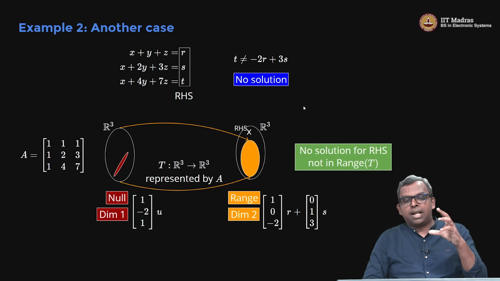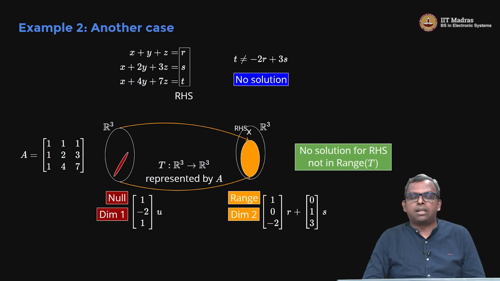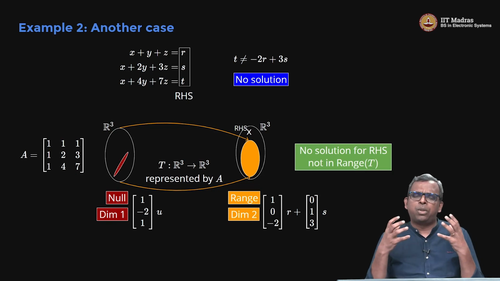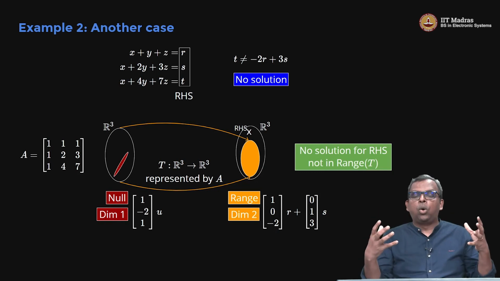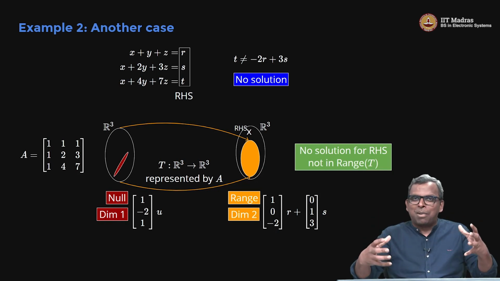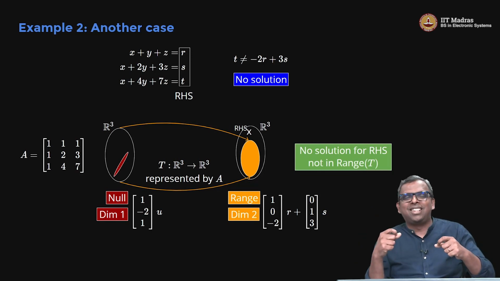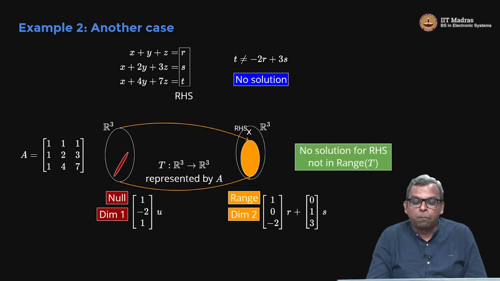When you have an arbitrary r and s and t not equal to minus 2r plus 3s, you will not get a solution for this linear equation. So notice how interesting the things we're able to understand and observe when you view the linear transformation as a whole and think of it in this tabla fashion and see which is the point in the range, which is not in the range, etc. I hope this is interesting.